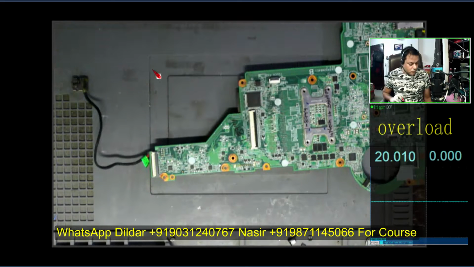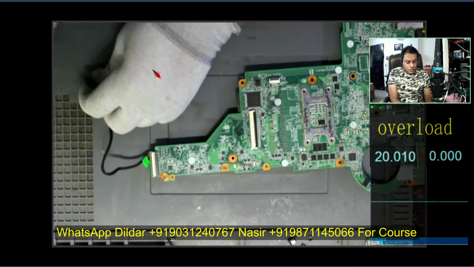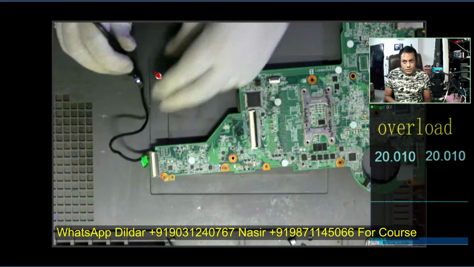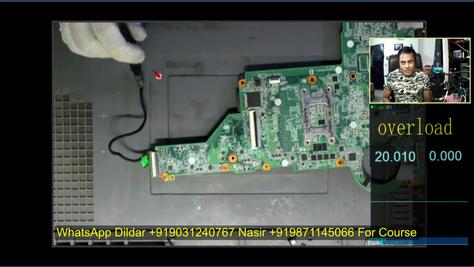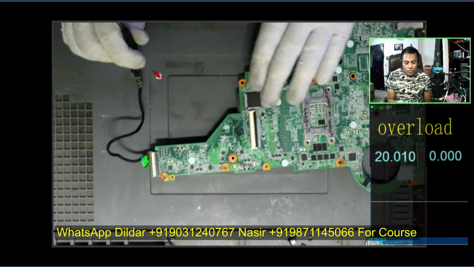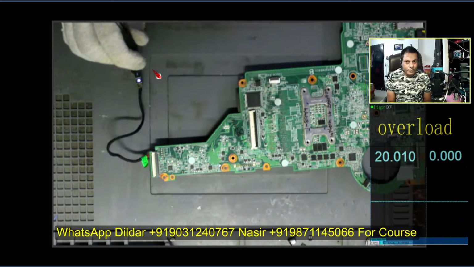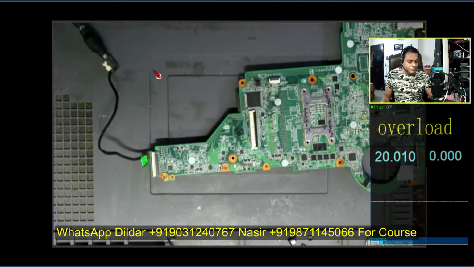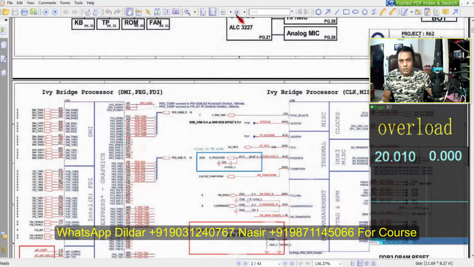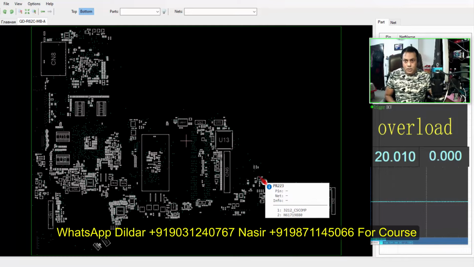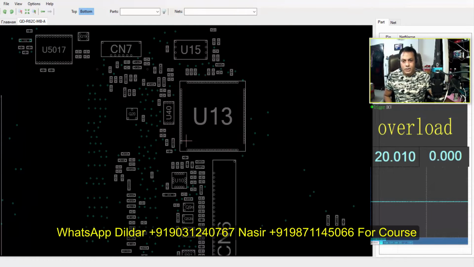Now in this HP 15, the pattern is different, and this pattern is saying that some of the IO requirements are not fulfilled. So what are those, and what do you have to observe? There are a few things I have to show you. Where is the board view? This is the board view. Let's come to the IO U13.